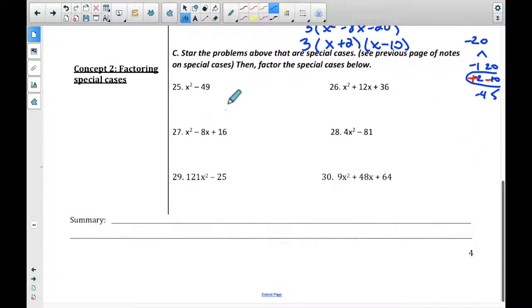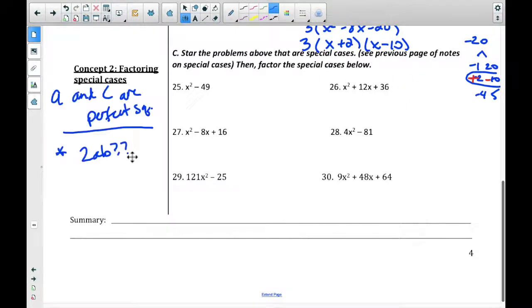Okay, part C is those memorizing rules that we talked about on page 1. So these are perfect square trinomials. Let me show you how I know they're perfect squares. x squared is a perfect square. 49 is a perfect square. That's a perfect square. So all of these, their A and their C, all are perfect squares.